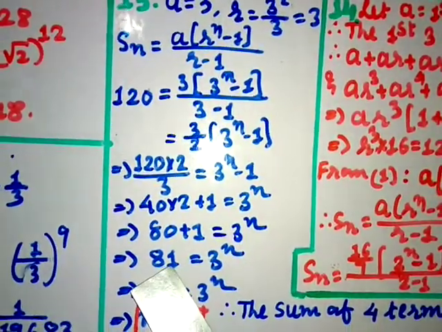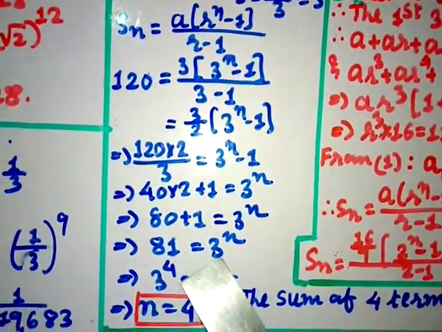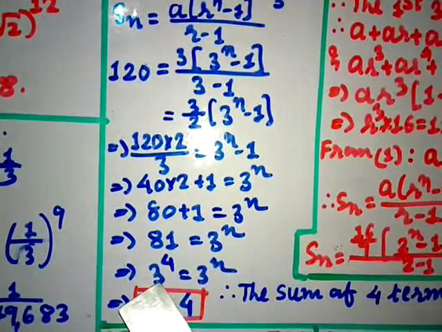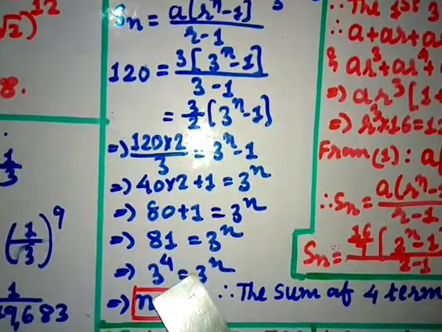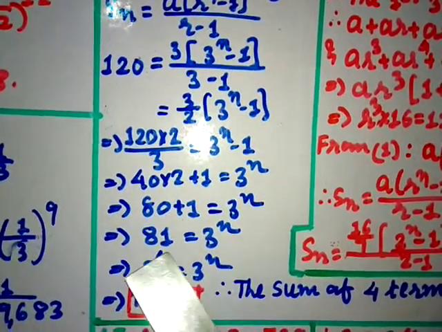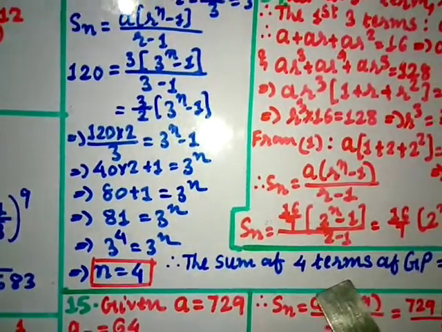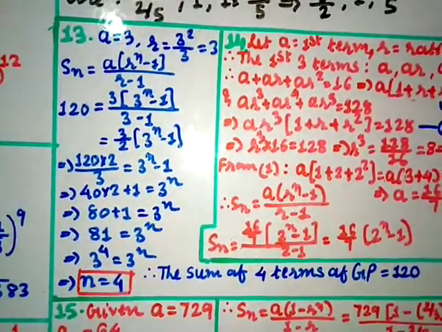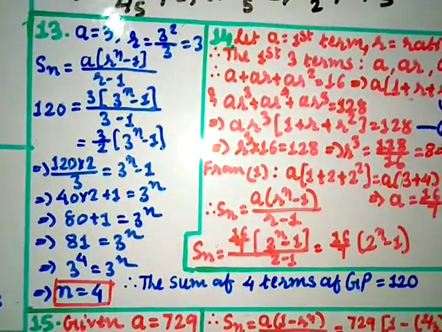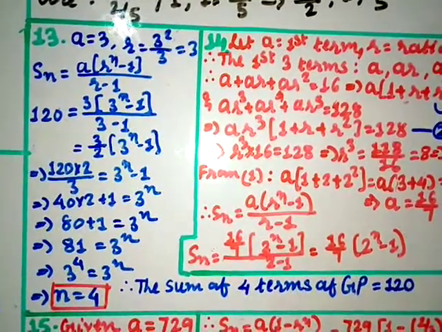You have to write this as a power of 3, because here 3 is the base. So this can be written as 3 power 4. 3 power 4 is 81 equal to 3 power n. So you can compare the exponents, that means n value is 4. So we can say that the sum of 4 terms of the GP is 120. So that is the solution for question number 13.